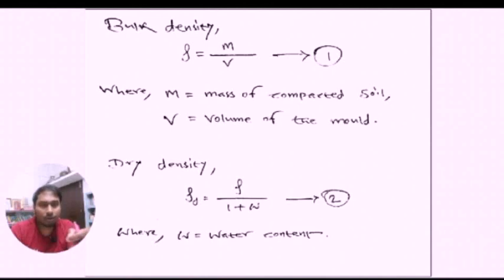The dry density we can find using formula number 2, that is rho d equals rho divided by 1 plus w. Here rho is the bulk density, which I already found in our previous step, and w is the water content, which I already know from the oven dry method for the corresponding trials.